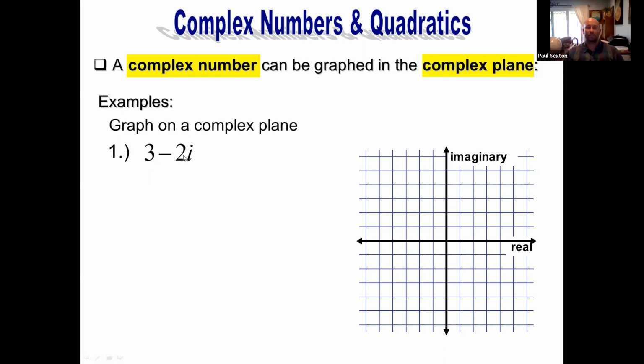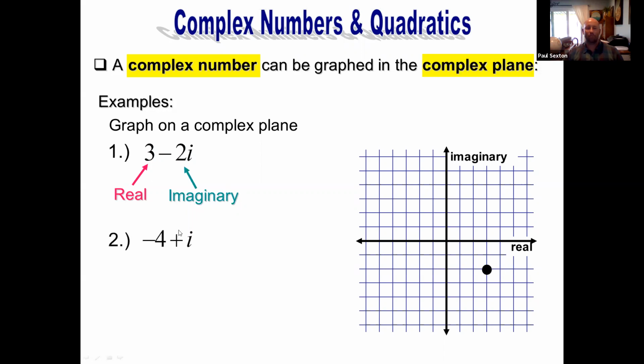So 3 minus 2i: you graph the real part and then the imaginary part. I'm going to go 3 units in the real direction, and then negative 2 units in the imaginary direction. So that's 2 down, which is down there. So this point represents that one number. Because there are 2 parts, it looks like there's an x and a y, but really it's one number.